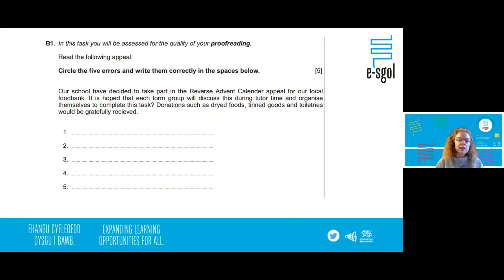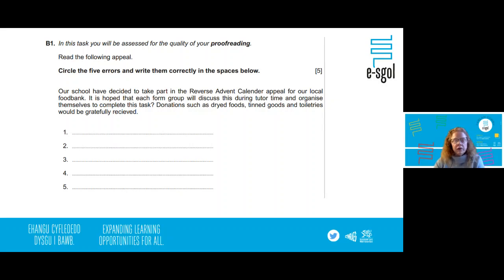Okay, so here's one for you to have a go at now. Circle the 5 errors and write them correctly in the spaces below. If you want to have a go at this now, if you pause the video, you will be able to find those mistakes and you'll be able to correct them. On the next slide, I will go over the answers. So if you pause now, you can have a go at this one.